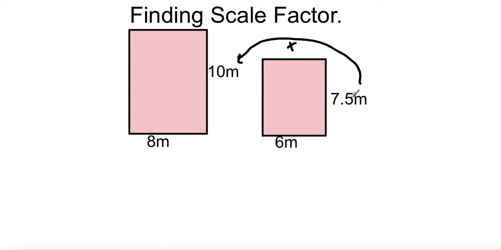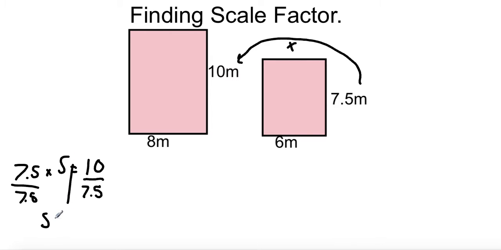So I know 7.5 times a number is going to give me 10. So I'll write 7.5 times my scale factor, I don't know what that is yet, equals 10. I'll divide by 7.5 on both sides. And 10 divided by 7.5 will give me my scale factor. Once I simplify this, I'll get that my scale factor is 1 1/3. In your calculator, however, it will look like 1.3 repeating.